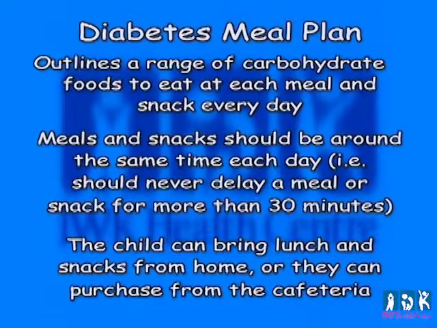This has to be taken into consideration during planned school trips and other special events. The family of a child with diabetes and the school should plan ahead to ensure that the meals and snacks are not delayed from the usual time by more than approximately 30 minutes during school trips and other special events. The child can bring lunch and snacks from home or they can purchase from the cafeteria. The family of the child with diabetes may request nutritional information from the school cafeteria to help them plan meals and snacks that fit with the diabetes meal plan.